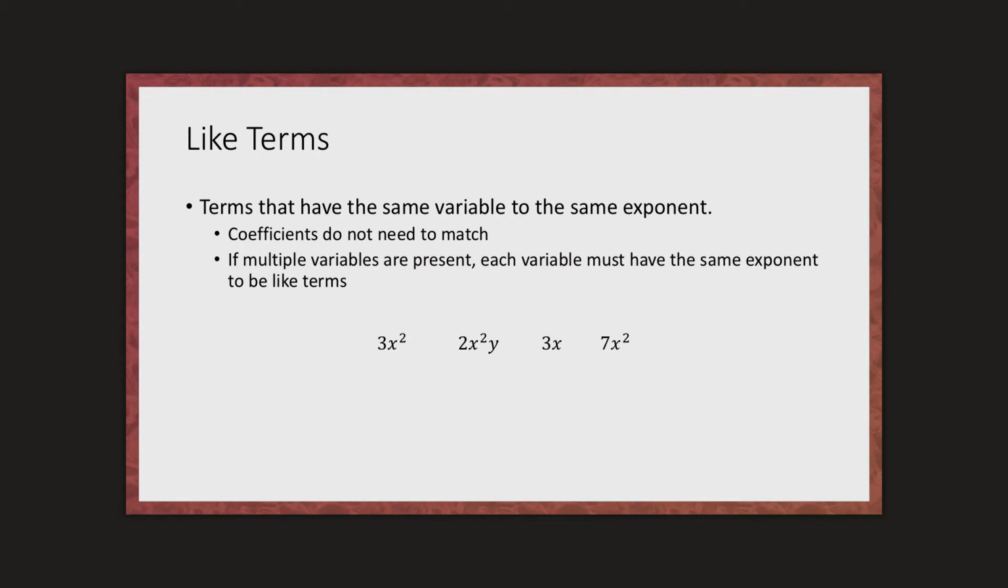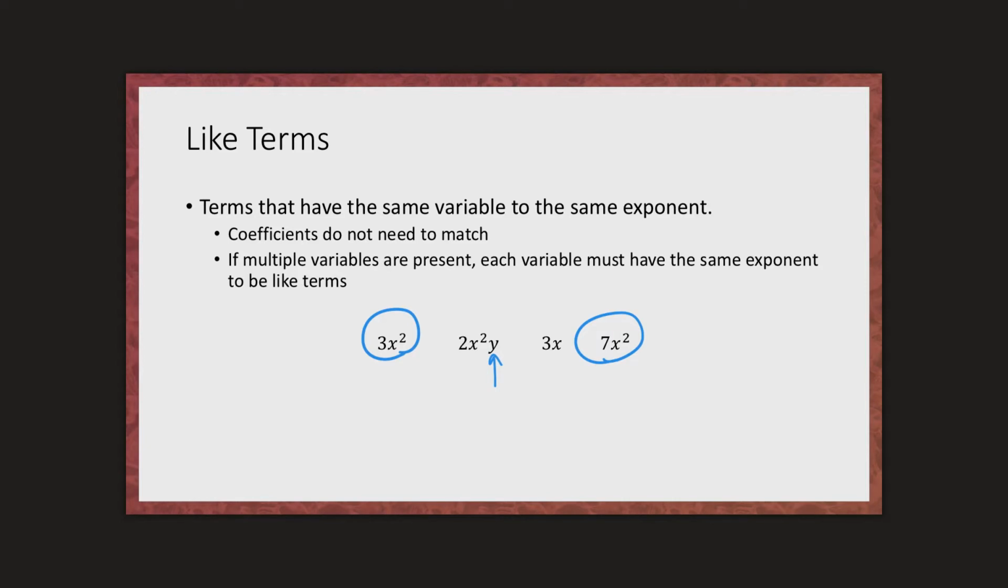Like terms are terms that have the same variable to the same exponent. The coefficients do not need to match, just the base of the exponent and the exponent itself. Listed on this page, we have four different terms: 3x squared, 2x squared y, 3x, and 7x squared. But out of these four terms, only two of them are like terms, and that is 3x squared and 7x squared. They're like terms because they both have an x to the second power in them, and only an x to the second power in them.